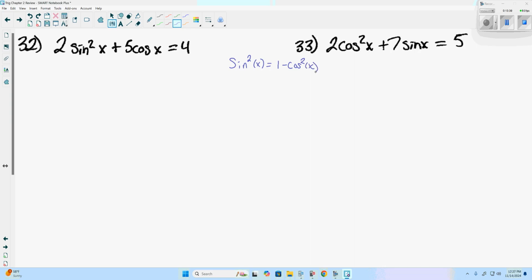So, all right, guys, focus up here. Now, for 32, we really need this all in terms of cosine, because cosine is our trigonometric function without the exponent. So we can use our Pythagorean identity, that sine squared is equal to 1 minus cosine squared, and replace this sine with 1 minus cosine squared. Is equal to 4.